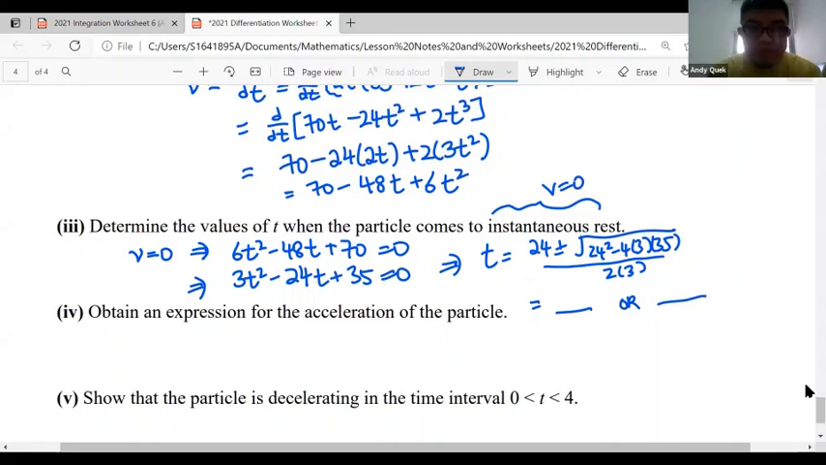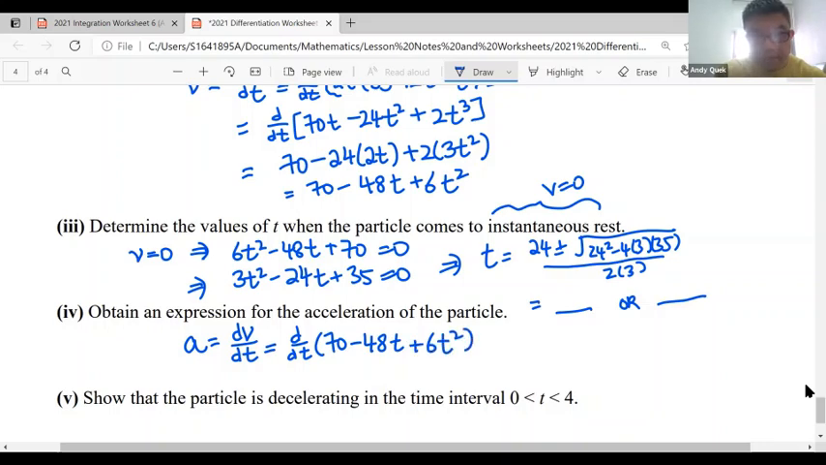Obtain an expression for the acceleration of the particle. So how is the particle's acceleration related to velocity? You differentiate the velocity. So we are talking about differentiating this expression, right? And you get minus 48 plus 12t.